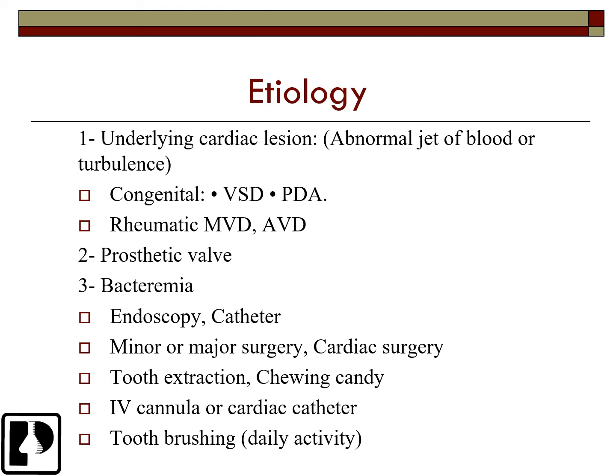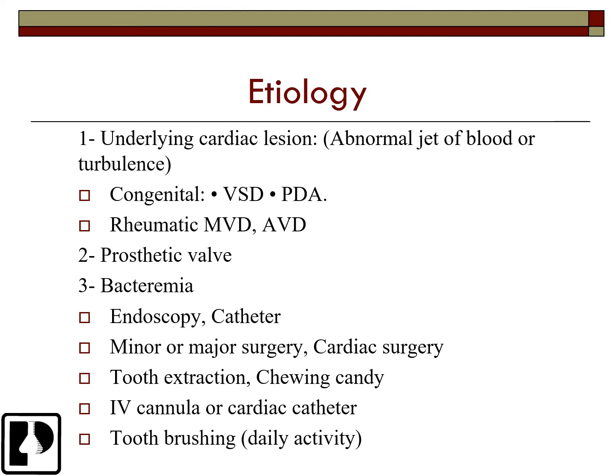This occurs in congenital disease like VSD, ventricular septal defect, and PDA, patent ductus arteriosus, rheumatic mitral valve disease and aortic valve disease. The second problem in the valve is the prosthetic valve. The third problem is the bacteremia. So you must have a cardiac lesion or prosthetic valve and the bacteremia. How is the bacteria introduced into the heart, making this problem?